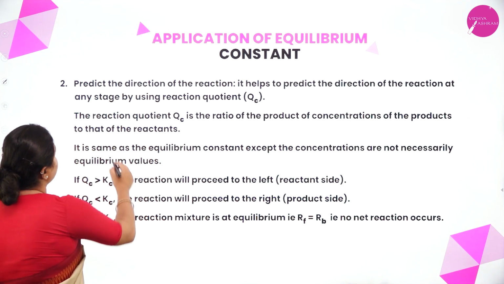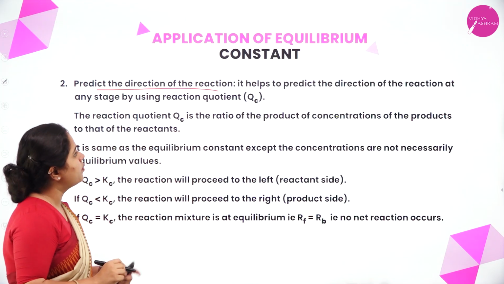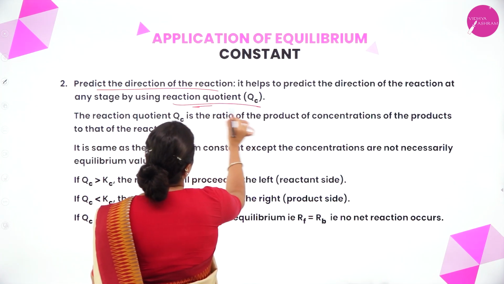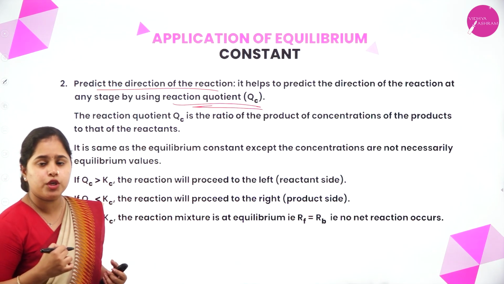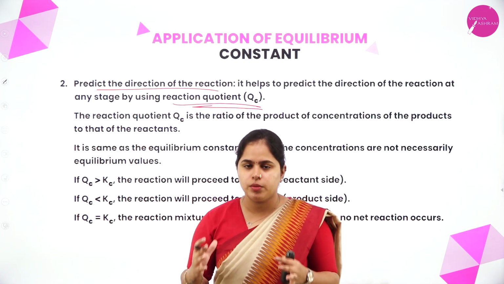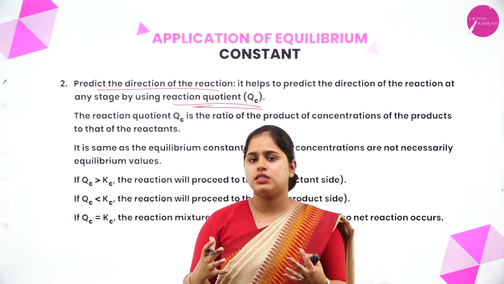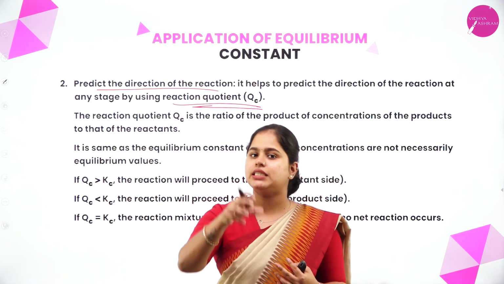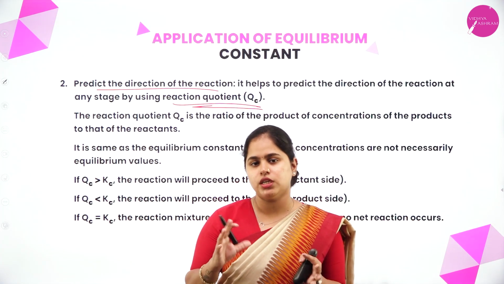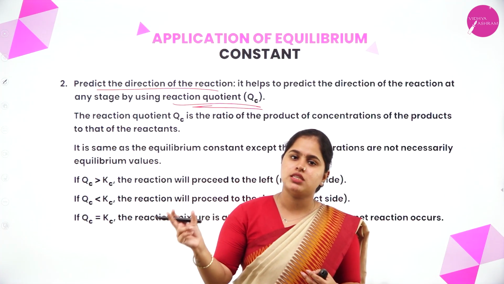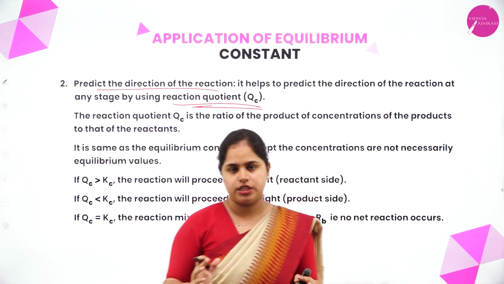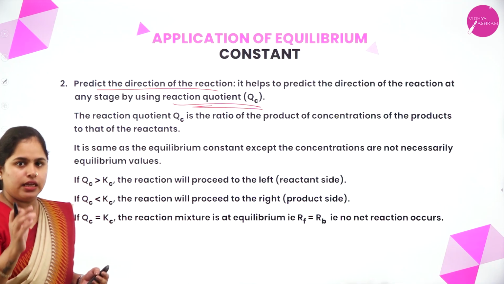Now moving on to the next one, predicting the direction of the reaction. It helps to predict the direction of the reaction at any stage by using the reaction quotient. This is a new term, Qc, the reaction quotient. It is nothing very different; it is quite similar to the equilibrium constant itself. The equilibrium constant is defined at equilibrium, and that is the only way the two differ. The reaction quotient can be defined at any other concentration.